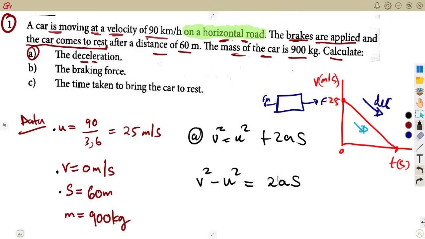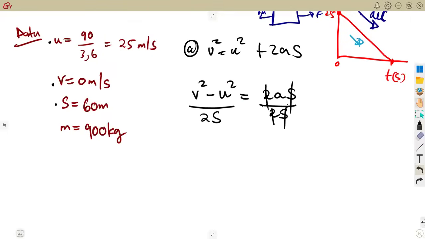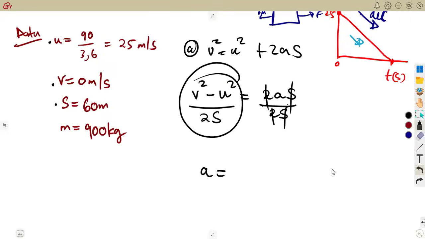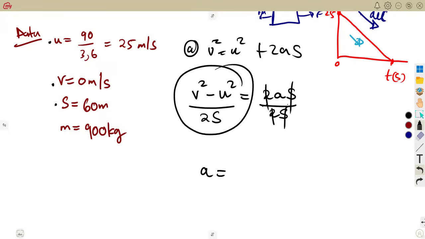So we need to calculate A. What is affecting A is 2 and S, which is a product. So you divide by 2S both sides, and it simply cancels like this. That was going to give you the value of A, which is your acceleration, just like that. So this is the formula for acceleration. Substitute. That is why you chose this formula. It is because you have this.